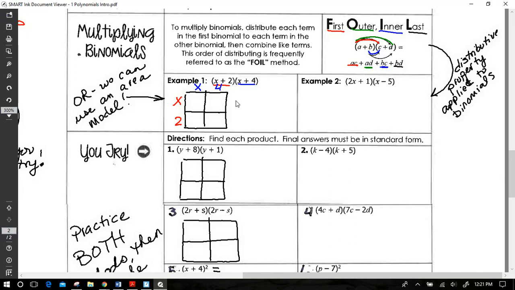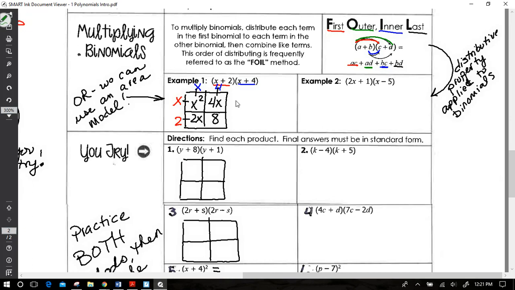Now what we're going to do is we're going to multiply. So I have x times x, and that gives me x squared. Next, I will do x times 4 and get 4x. Now I'm ready to do the 2. So I'm going to do 2, and then at the top of that box is an x, so it's 2x. And then 2 times 4 will be this very last empty box. 2 times 4 is 8.